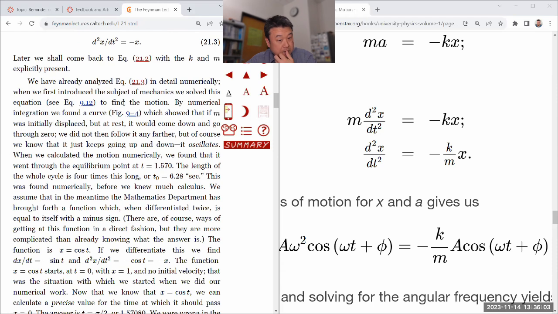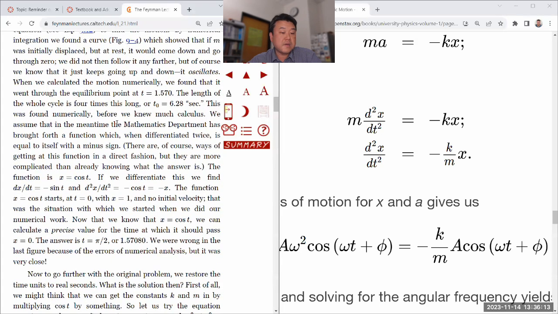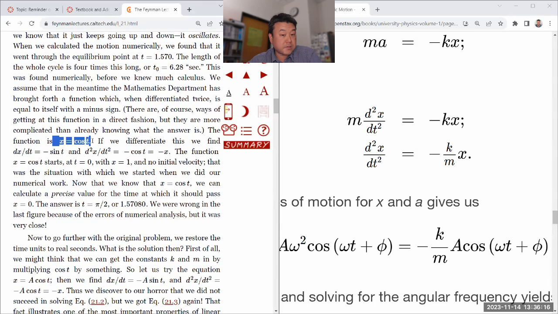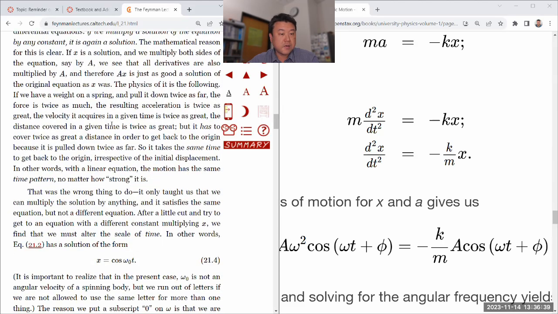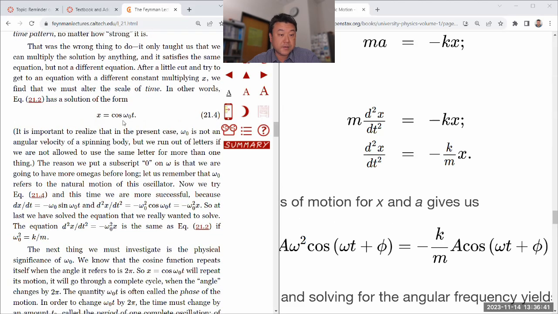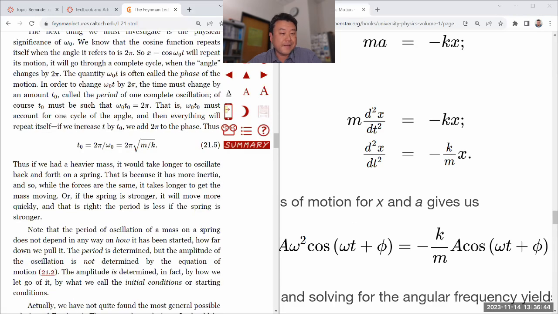Instead of trying to solve this directly, which would take a higher level method than what first semester physics students might have, he guesses a solution, x equals cosine t. And in the unit system he's working with, where k over m is equal to 1, this works fine. You plug it in and see the first derivative, second derivative, and that satisfies your equation of motion. Then he works through the rest. And all this discussion, I do recommend that you read through it, including reintroducing this constant and all that.